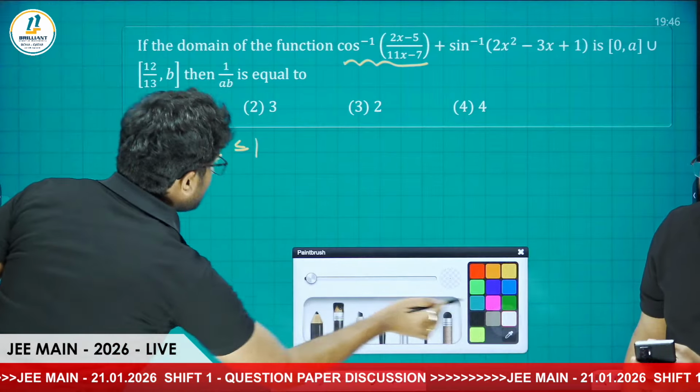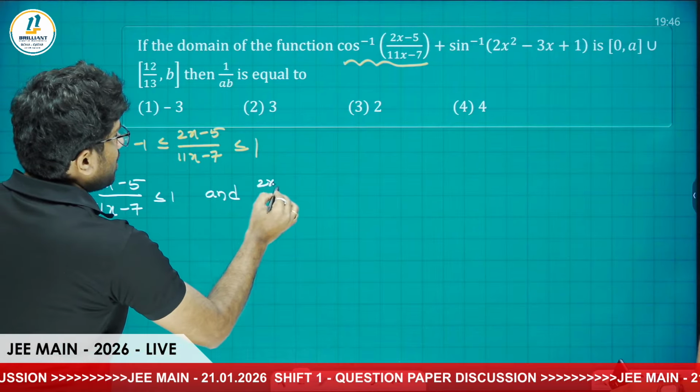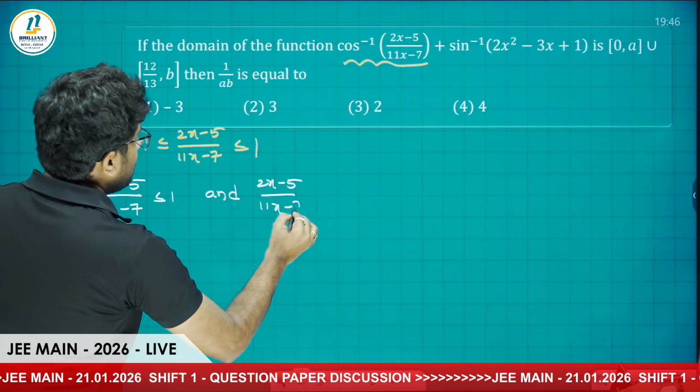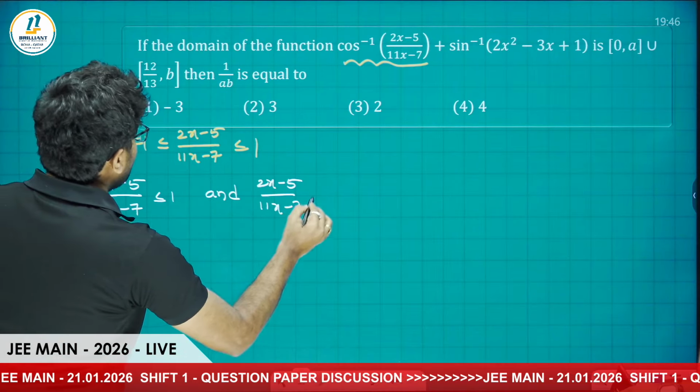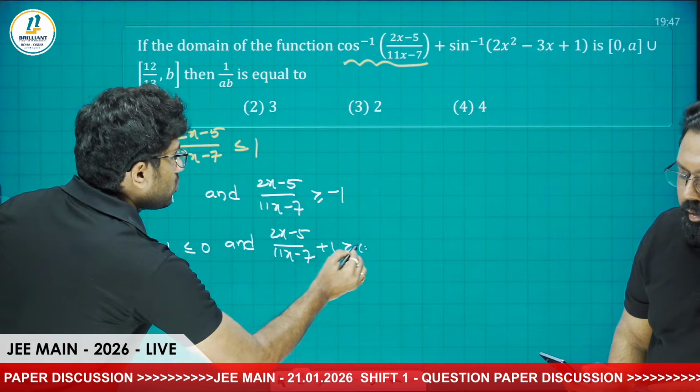Let's solve it in two cases. Case 1: (2x minus 5) divided by (11x minus 7) is less than or equal to 1, as well as (2x minus 5) by (11x minus 7) greater than or equal to minus 1. If we bring 1 to this side, (2x minus 5) divided by (11x minus 7) minus 1 is less than or equal to 0. Now if I take the LCM, 2x minus 11x is minus 9x, and minus 5 plus 7 is plus 2, divided by 11x minus 7, less than or equal to 0. As well as here, (2x minus 5) divided by (11x minus 7) plus 1 is greater than or equal to 0.